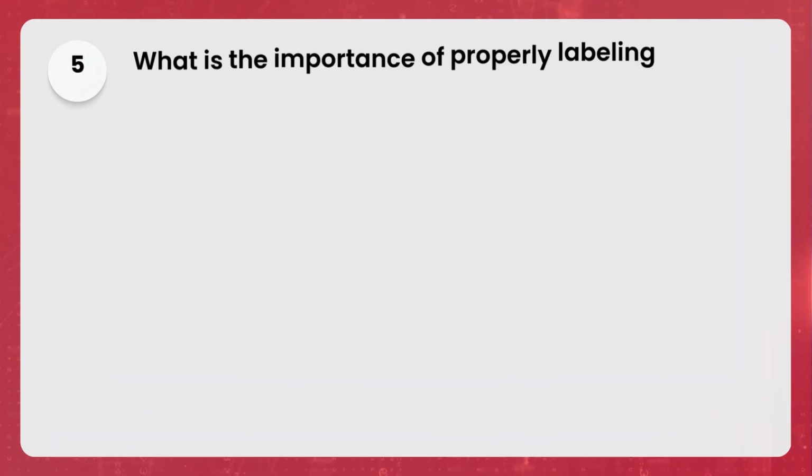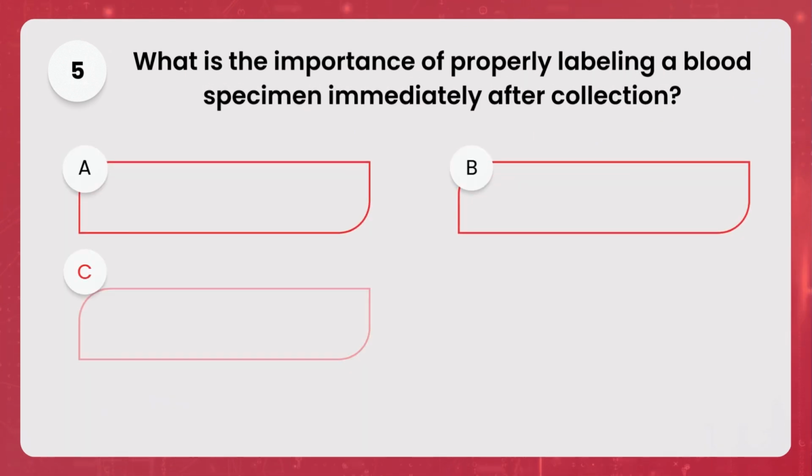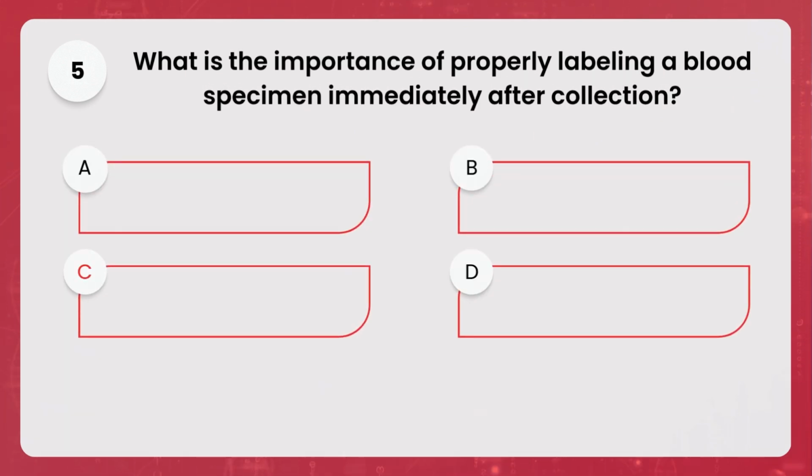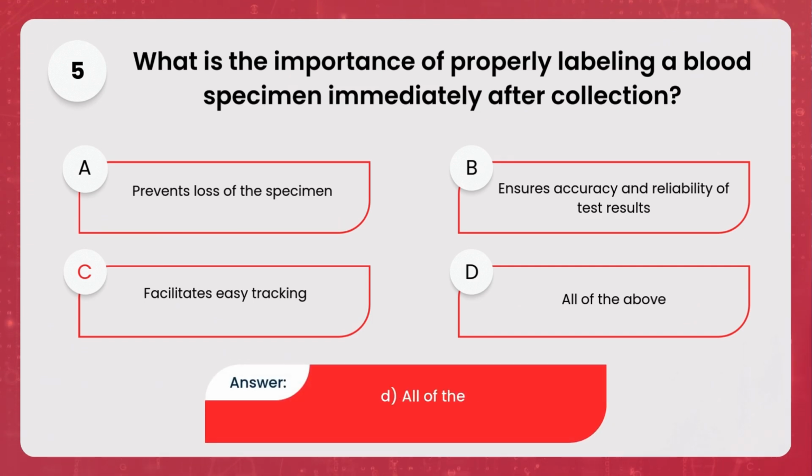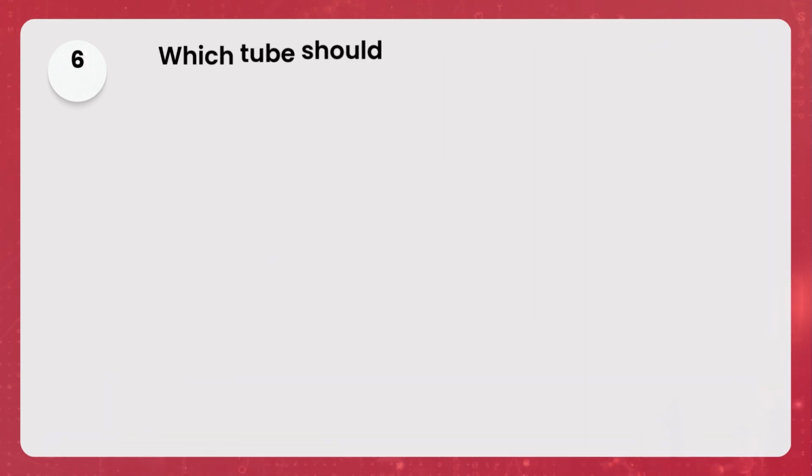Number 5. What is the importance of properly labeling a blood specimen immediately after collection? A. Prevents loss of the specimen. B. Ensures accuracy and reliability of test results. C. Facilitates easy tracking. Or D. All of the above. The answer is D. All of the above.